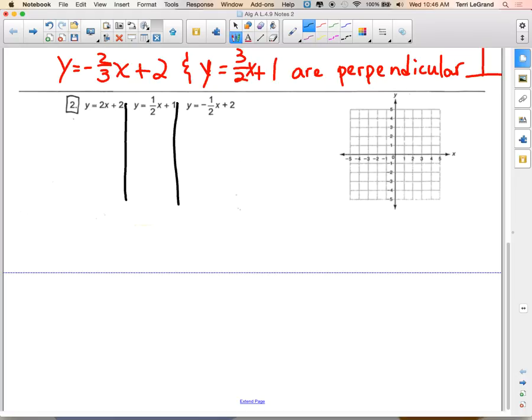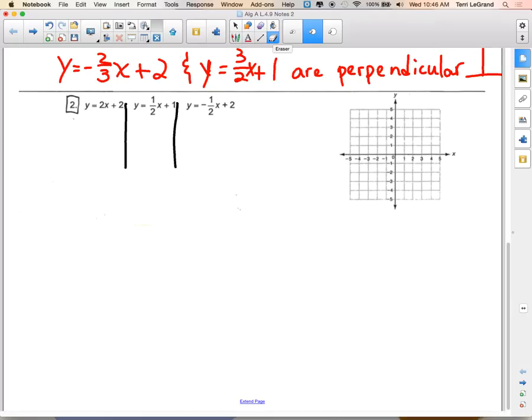How many equations do we have? 3. What do we need to identify from each of them? It's just the slope right now.